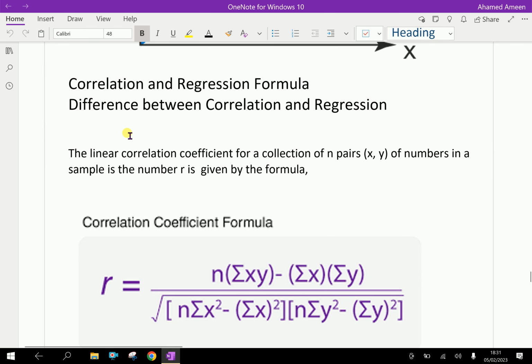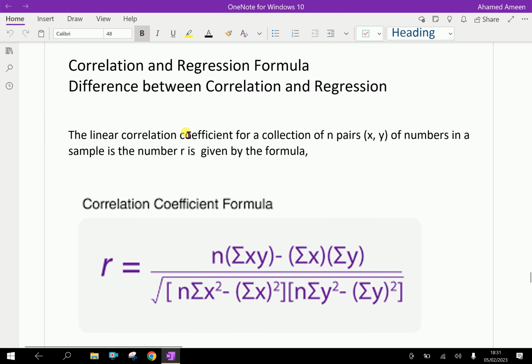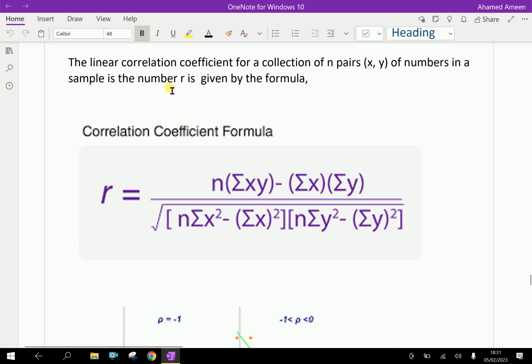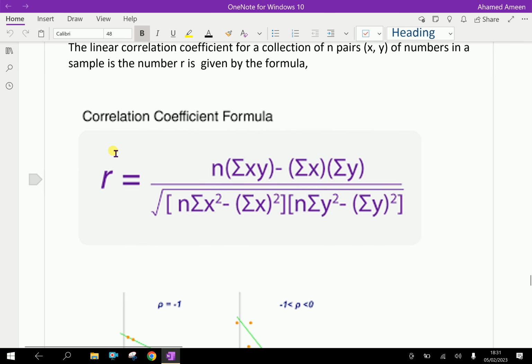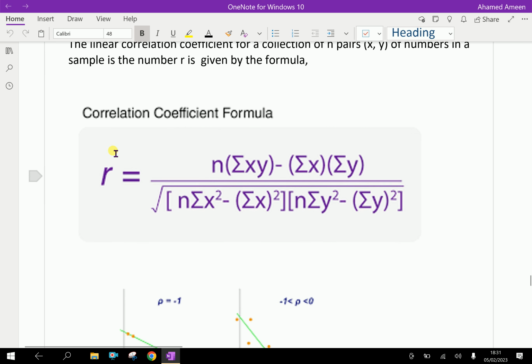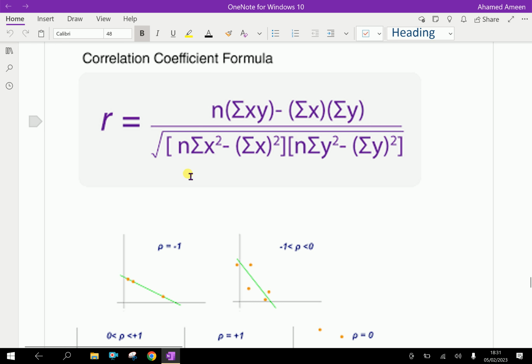Correlation and regression formula. The linear correlation coefficient for a collection of n pairs of x, y numbers in a sample is the number r. That is the correlation coefficient, r, given by the formula r equals n times sigma xy minus sigma x times sigma y, divided by the square root of n times sigma x square minus sigma x whole square, times n times sigma y square minus sigma y whole square.